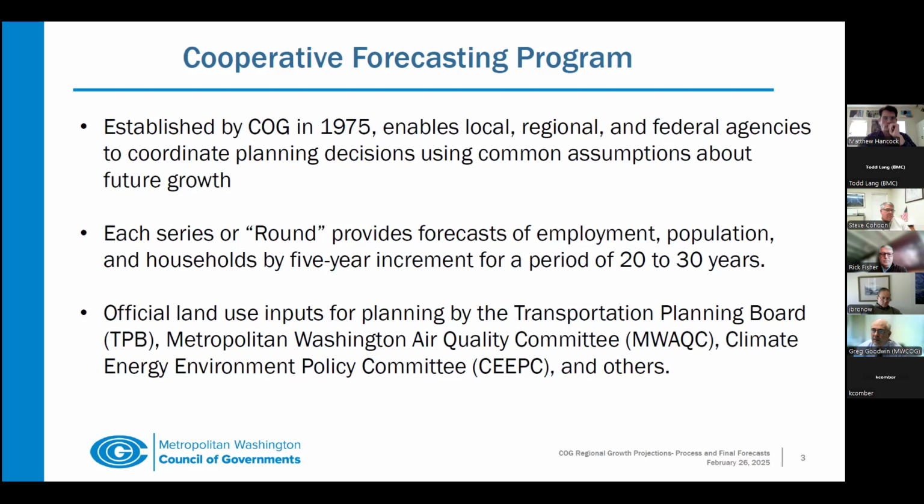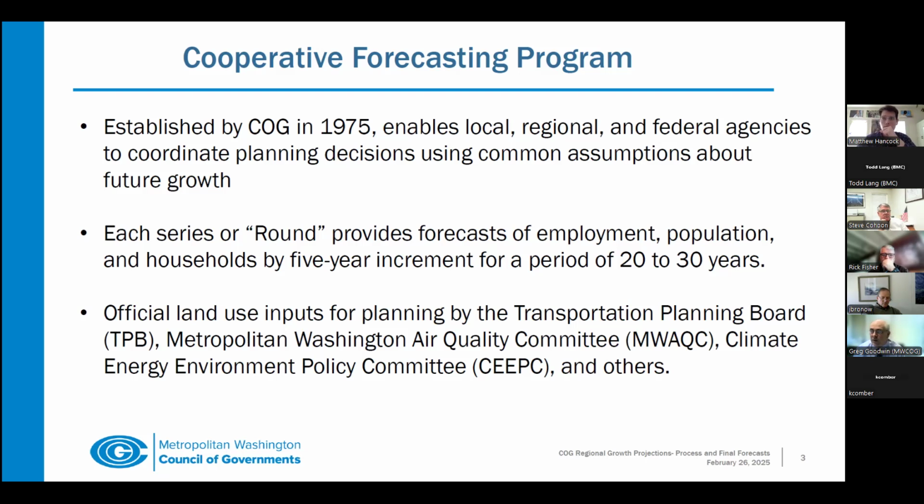So again, I have not been around since 1975. I was born a little bit before that, but the COG forecasting process has been around since 1975. That's when round 1 was. And again, very similar to the Baltimore region, we developed employment, population, and household forecasts at 5-year increments. For round 10, because we were developing it in a post-census period, 2020 was our base year, and 2050 was our planning horizon. And these are some of the official land use inputs for our transportation planning board.